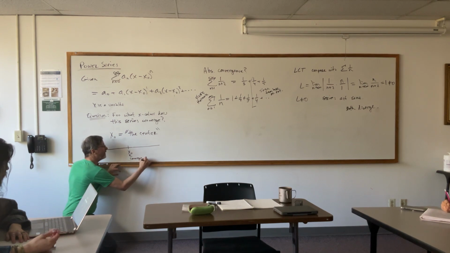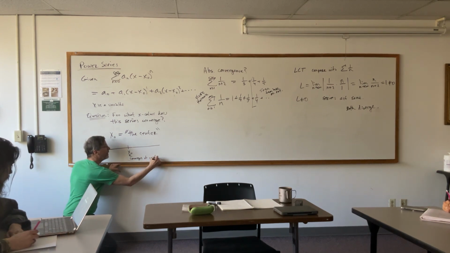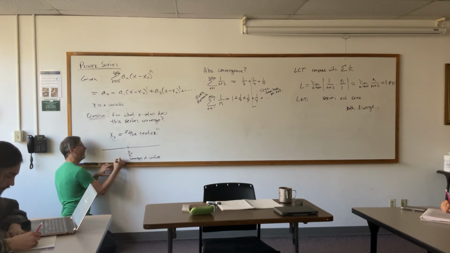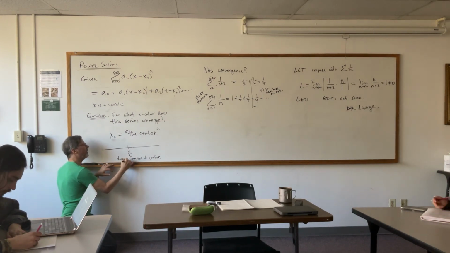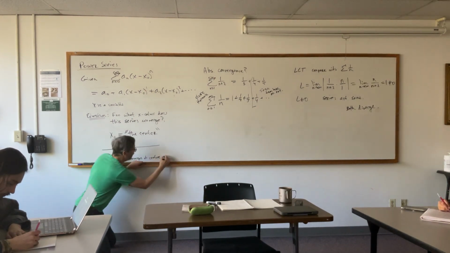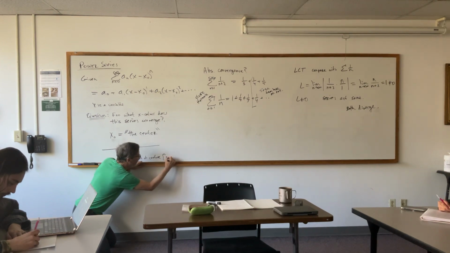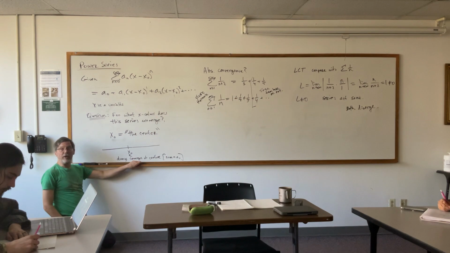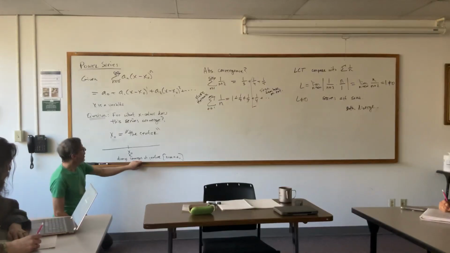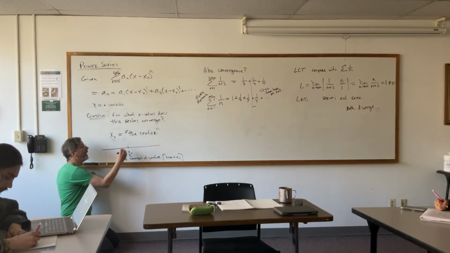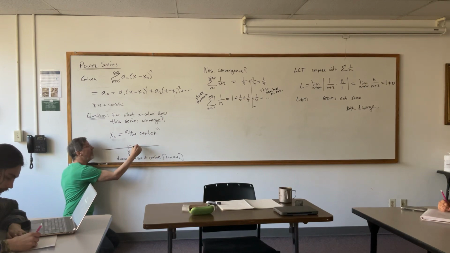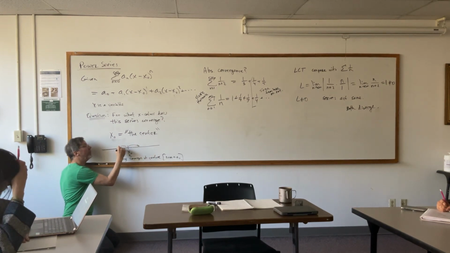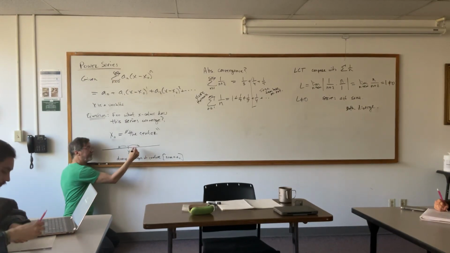Converges at the center, and it always will. So let's actually write always here. Always converges at the center. In fact, the sum will just equal the first term. That's pretty chill. What we're going to figure out is how far away from this center can I move and still have convergence.